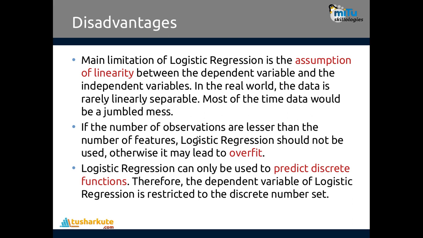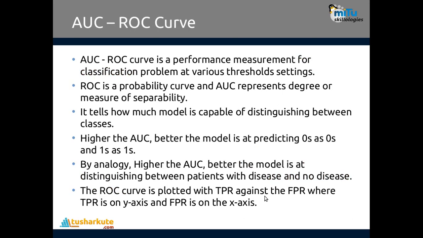If the number of observations is less than the number of features, logistic regression should not be used. It may lead to overfitting. Also remember this: logistic regression can only be used to predict discrete functions. Therefore, the dependent variable of logistic regression is restricted to the discrete number set. These are the prime disadvantages that logistic regression is having over here.